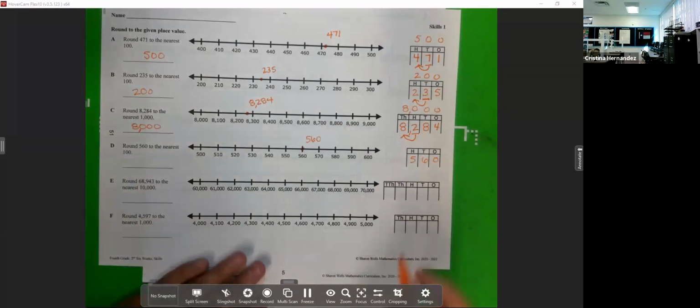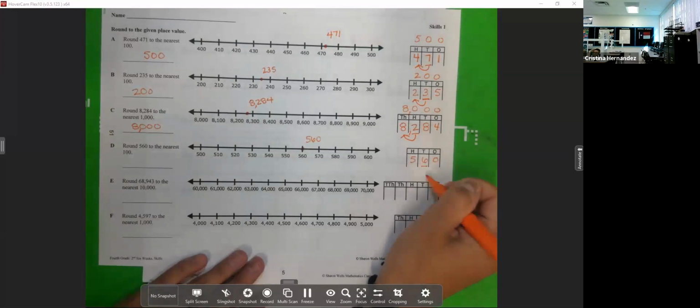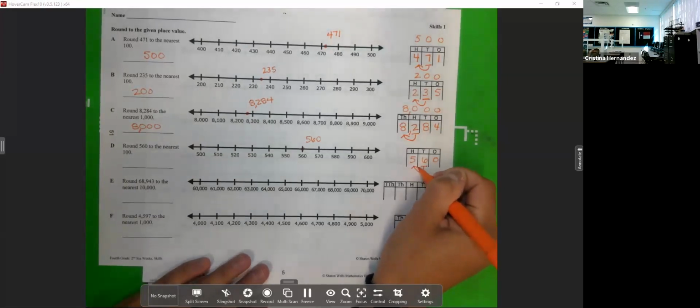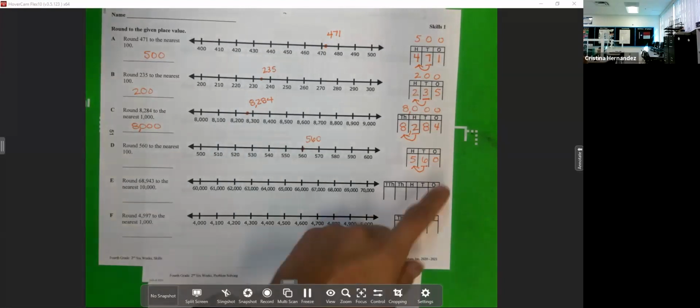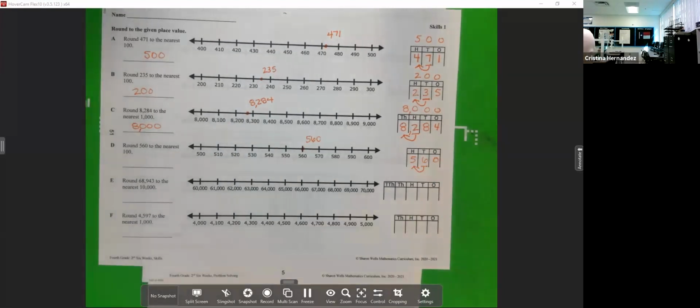Ooh, Chloe says we are rounding up. I'm going to underline my 6 because that's going to tell me if I'm rounding up or rounding down. Who agrees with her? We're rounding up or we're rounding down? 5 or more, raise the score. 4 or less, let it rest. So that 6 is telling me what?